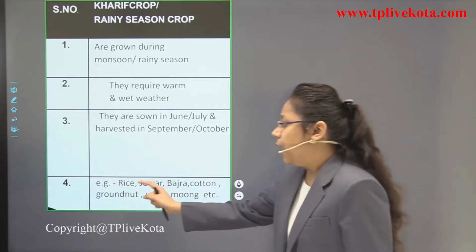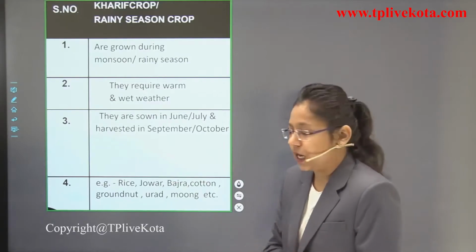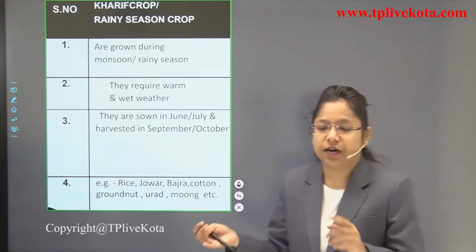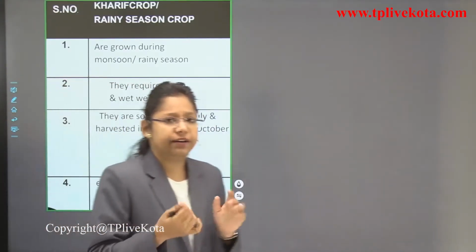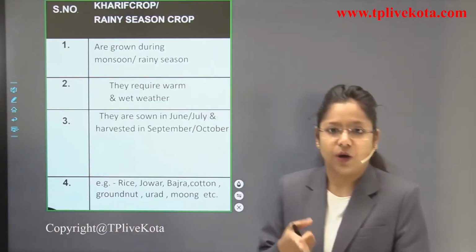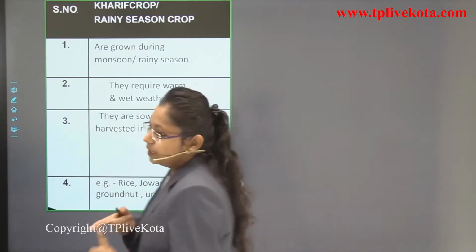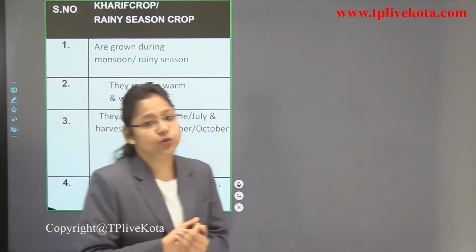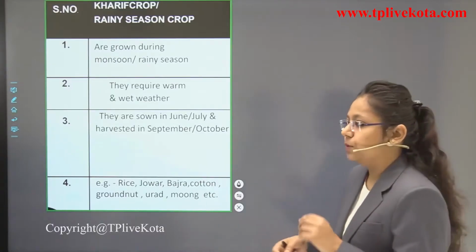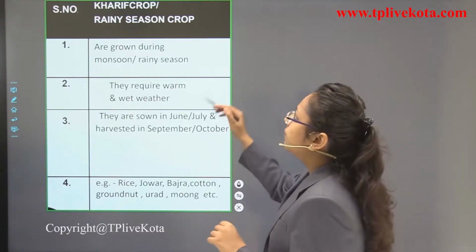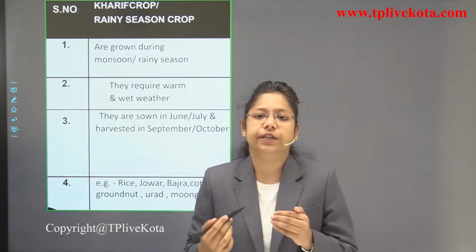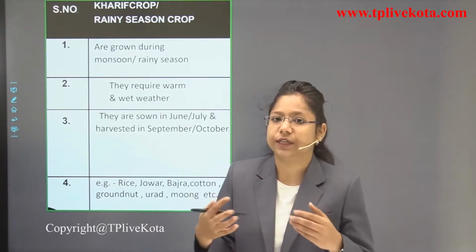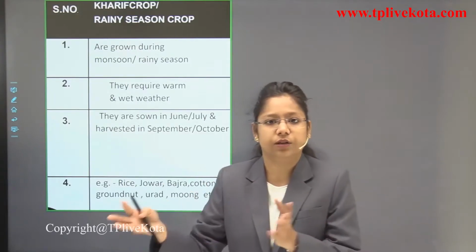Now the examples of the Kharif crops are rice, jowar, bajra, cotton, groundnut, urad, moong, etc. Okay, rice, jowar, bajra, cotton, groundnut, urad, and moong. See, these are the examples of Kharif crops. Now I will tell you a trick to learn that Kharif is related to the monsoon season. How it is related, because sometimes students get confused about which crop is grown in which season.